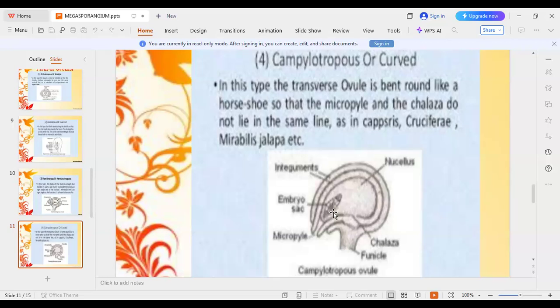Okay, so the transverse ovule that we see here is bent and round, it looks like a horseshoe. Here also it looks a bit curved, like a horseshoe. So that the micropyle and the chalaza do not lie in the same straight line. So that is the campylotropous. The best examples are Capparis and Cruciferae, Mirabilis. Mirabilis is the four o'clock plant, Chandrakanta mokka antam. So in genetics, it's a very famous plant.